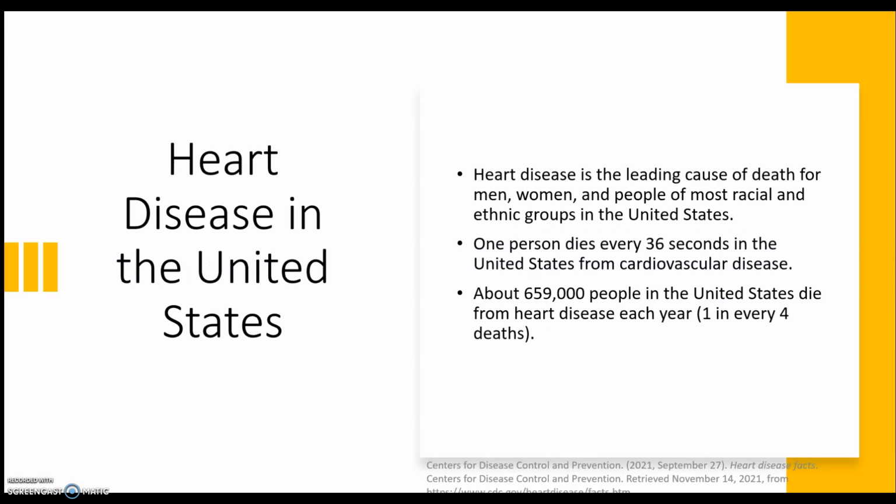Heart disease in the United States. Heart disease is the leading cause of death for men, women, and people of most racial and ethnic groups in the United States. 1 person dies every 36 seconds in the United States from cardiovascular disease. And also about 659,000 people in the United States die from heart disease each year, 1 out of every 4 deaths.